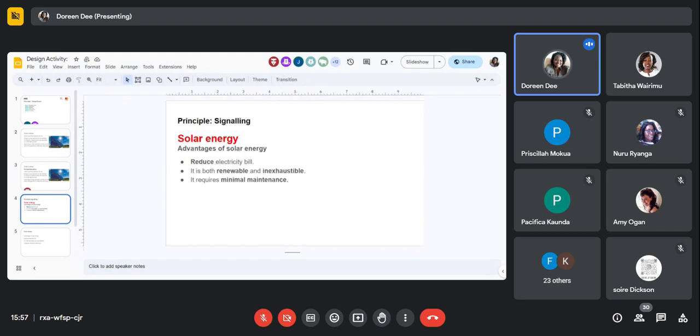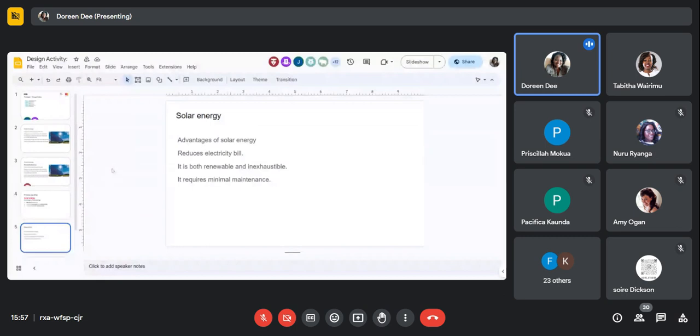For instance, we find that solar energy reduces electricity bill. Solar energy is renewable. Then it requires minimal maintenance. So the key points, we place them in bold to be able to direct the learner as guided by the principles of signaling. Then on the bad side, we've made it to be plain, such that the key features under signaling, which states that human learners, when they are directed and shown exactly what you want to give out, we've not indicated that in the bad slide.